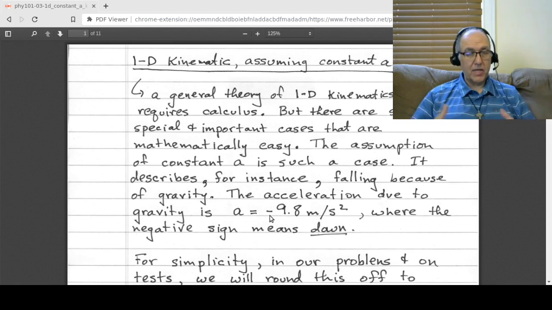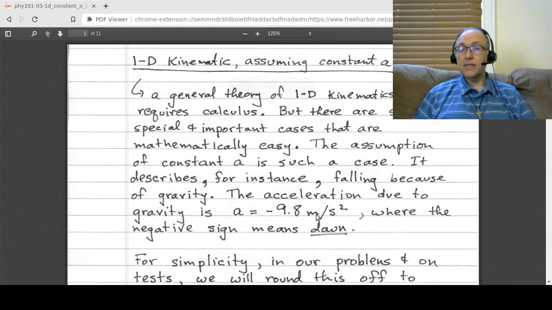I'm going to show you how to set up the rulers, the coordinate system, when we do the problems. If we choose up as the positive direction, well, things don't fall up, they fall down. And so that's what this negative sign means. The 9.8, that's something you can measure, and in fact, you will measure it in one of your labs. And of course, the units for acceleration in MKS are meters per second squared.